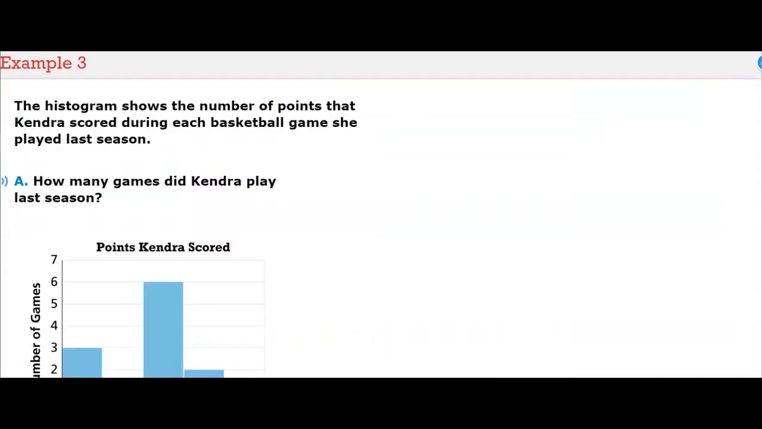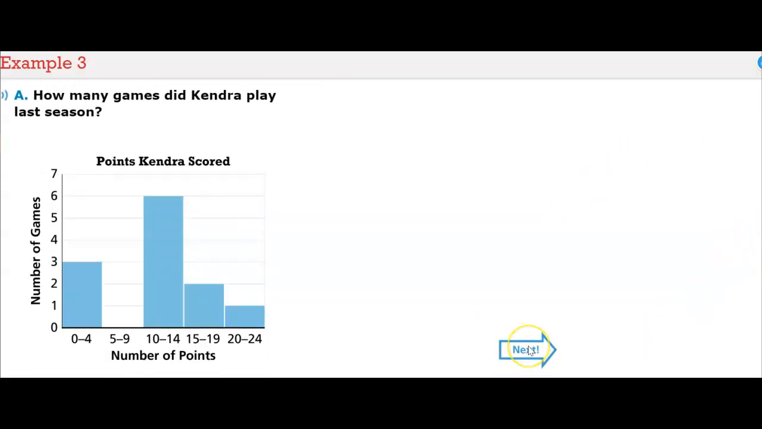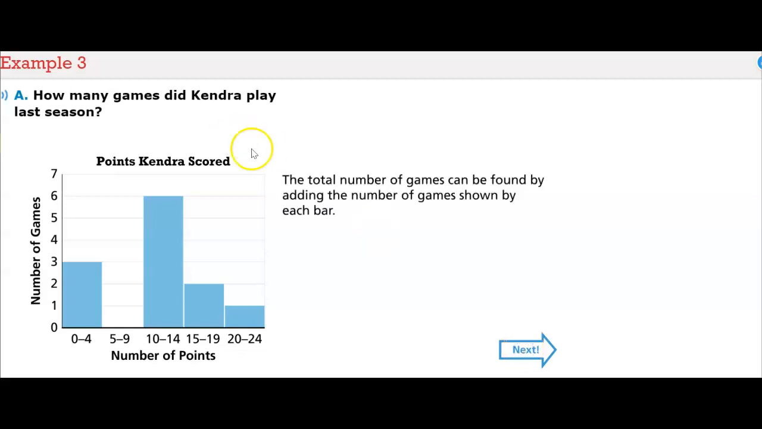The histogram shows the number of points that Kendra scored during each basketball game she played last season. Part A. How many games did Kendra play last season? We can look at the data here, of her points scored. The total number of games can be found by adding the number of games shown on each bar.